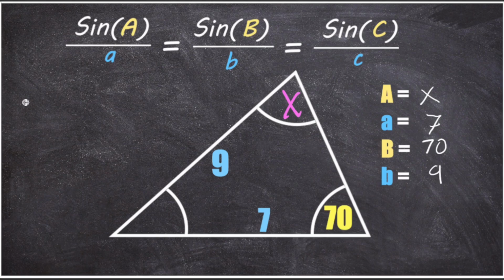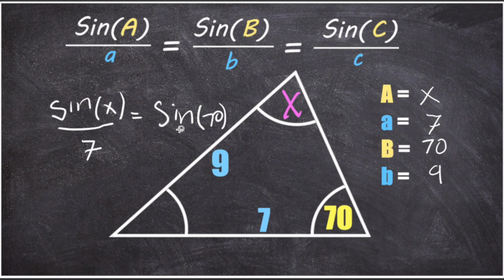So sine of a over small a is really sine of x, since a equals x, over 7. And that will equal sine b over small b. Well, b is 70, so that's sine of 70, and small b is 9, so that's over 9. And if we want sine x, we have to multiply both sides by 7, and the 7s on the left hand side cancel, and we get that sine x equals 7 times sine of 70 divided by 9.